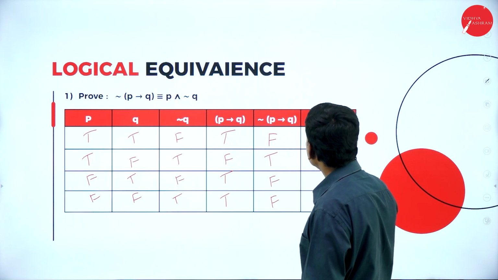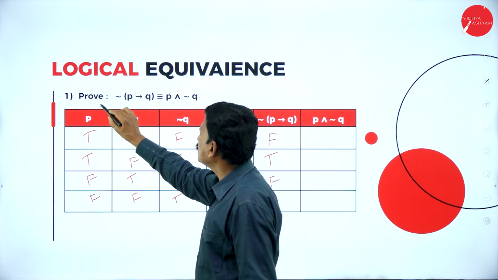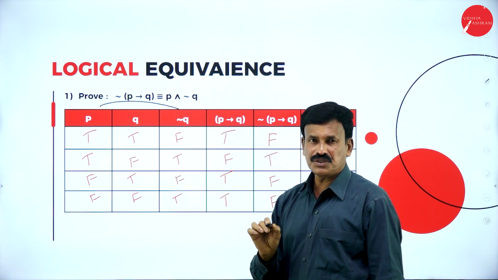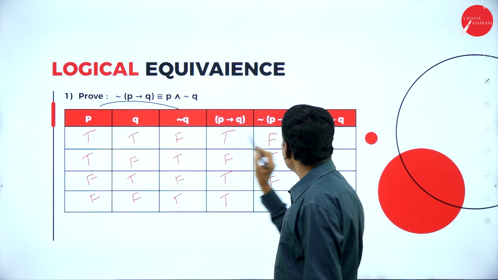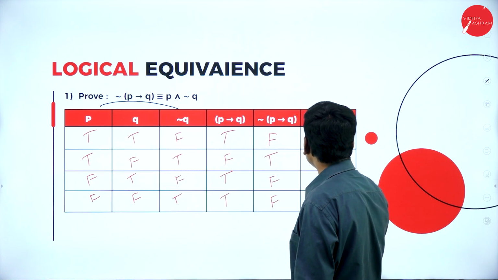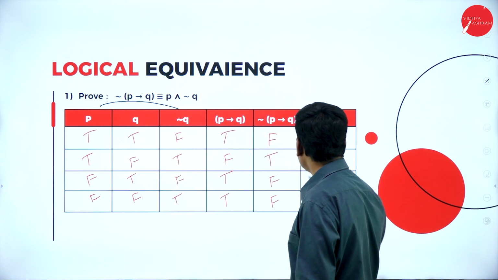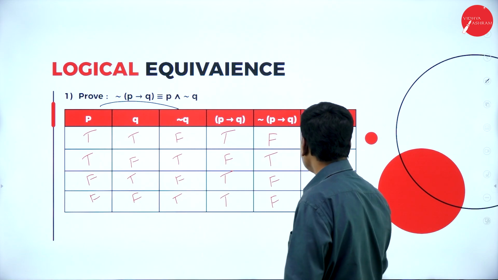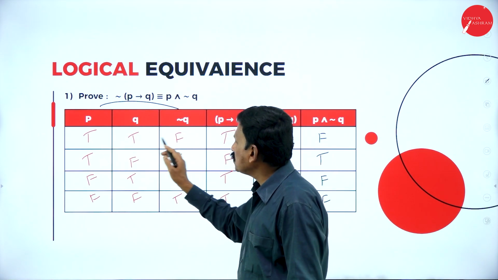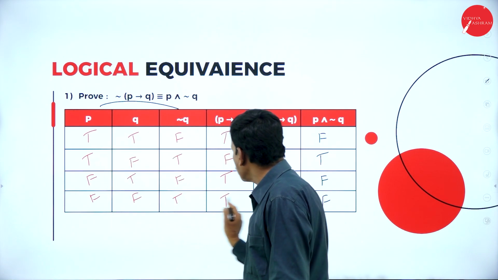Last part. What is the last part? P conjunction negation Q. Conjunction for these two. True and true is true, and in all other cases it is false. So, P conjunction negation Q: true and false is false, true and true is true, false and false is false, false and true is also false.